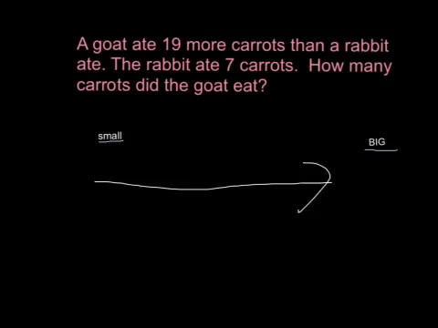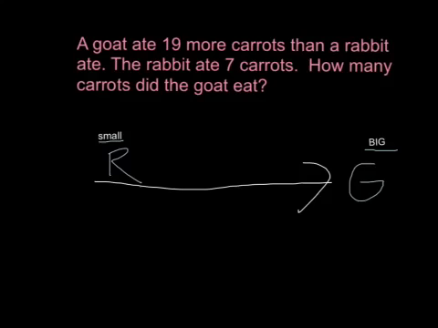Well, let's read our problem again. A goat ate 19 more carrots than a rabbit ate. Did the goat eat more carrots or did the rabbit eat more carrots? The goat did. So the goat is going to be our big number. And that means that the rabbit is going to be one of our small numbers. So we have both of those numbers down.